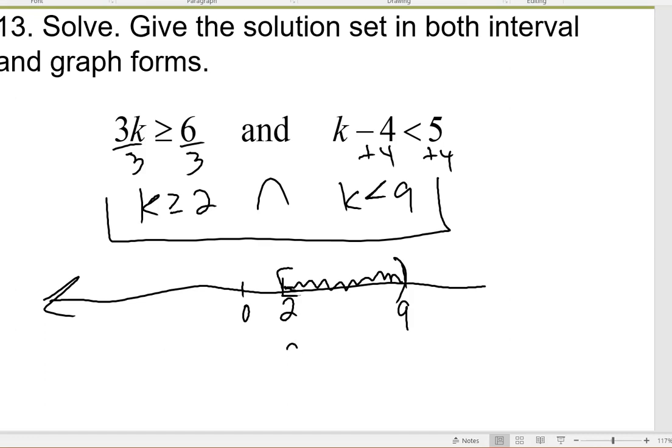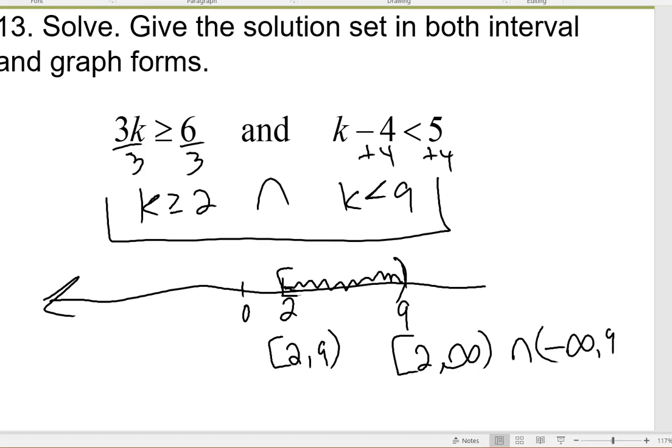What's our interval? A minimum of 2, a max of 9. Or some people will write 2 to infinity and -infinity to 9. And I would accept either of those.